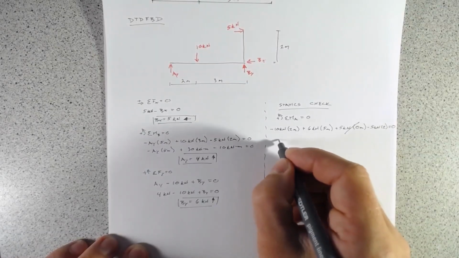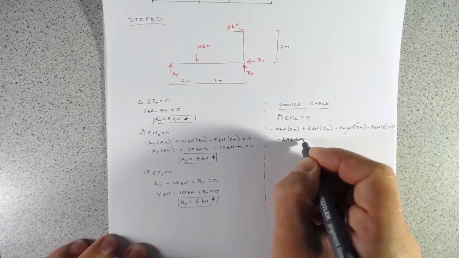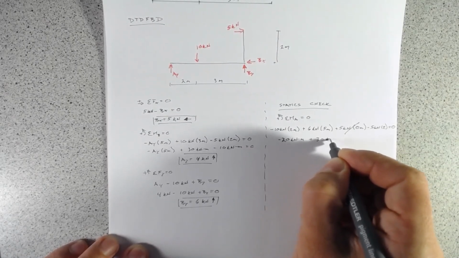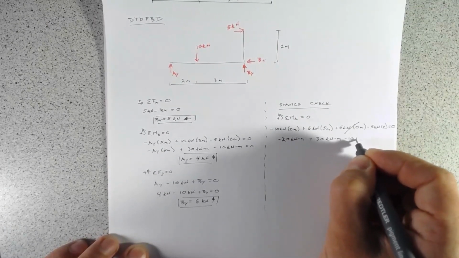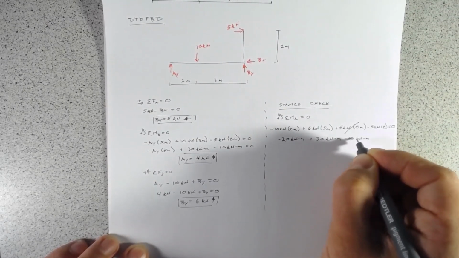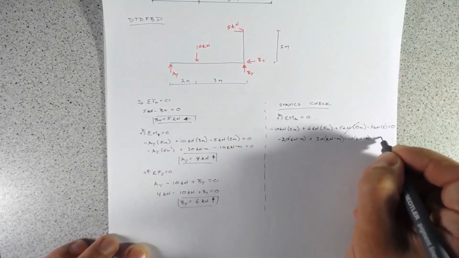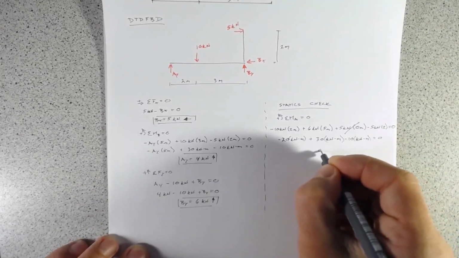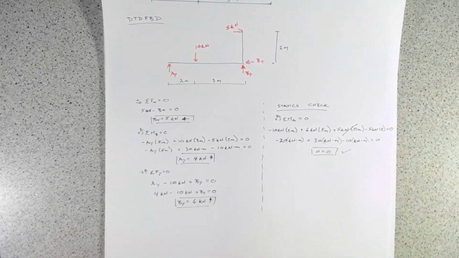We'll expand this out. We get minus 20 kilonewton meters plus 30 kilonewton meters minus 10 kilonewton meters equals 0. Minus 20 plus 30 minus 10 is 0, so we get 0 equal to 0. So our statics check works out.